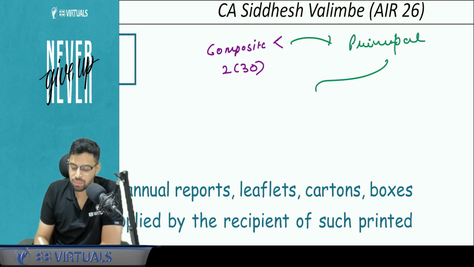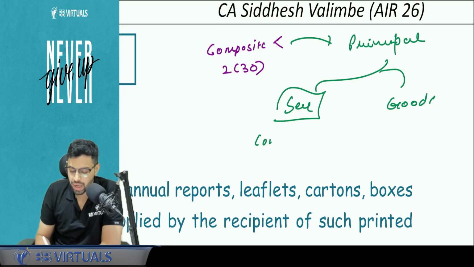Now the principal element can be service also, and it can be goods also. When will it be service? When you are giving content to the printer. Let's say my IDT books, I gave the PDF content and I got the printing done. Here the principal element is services.